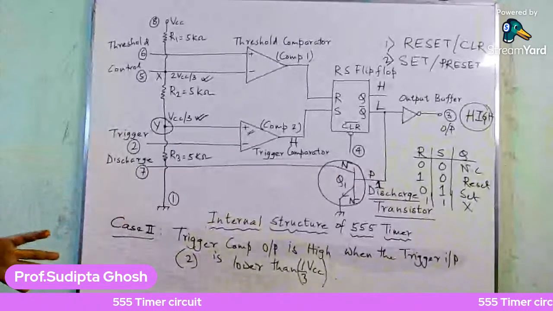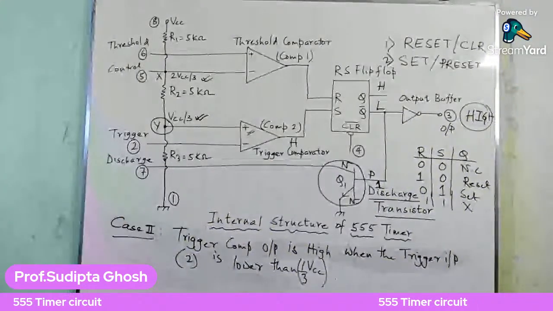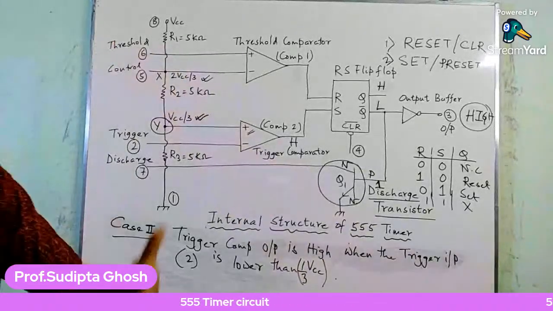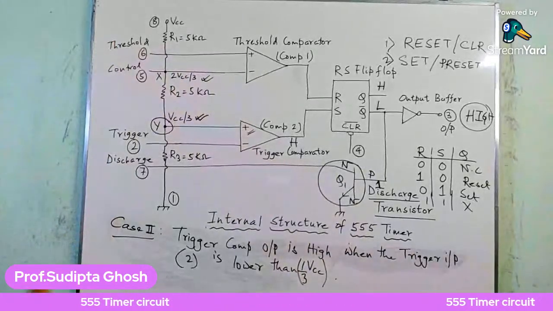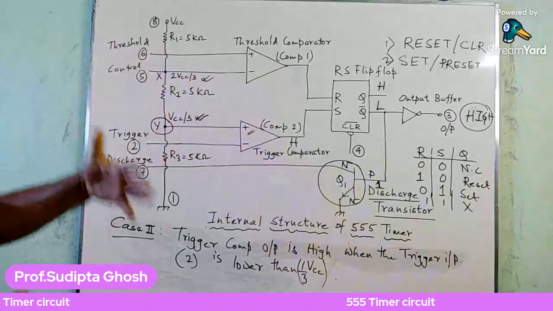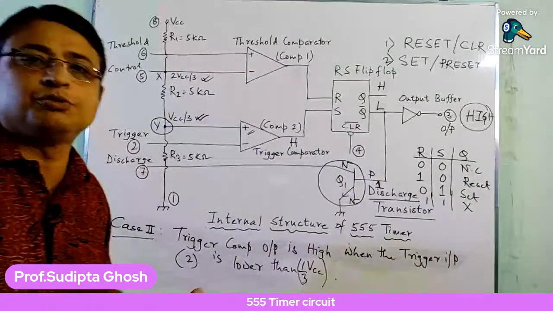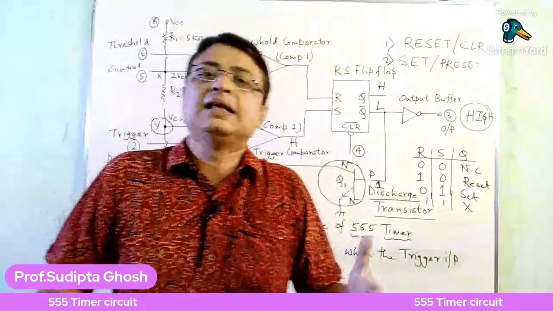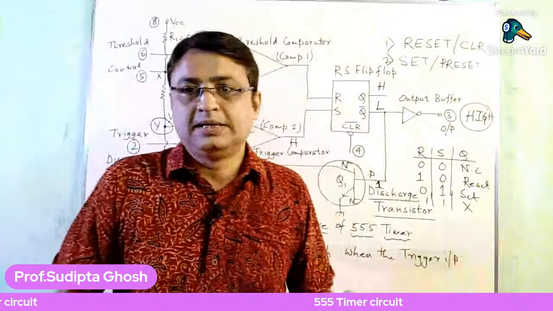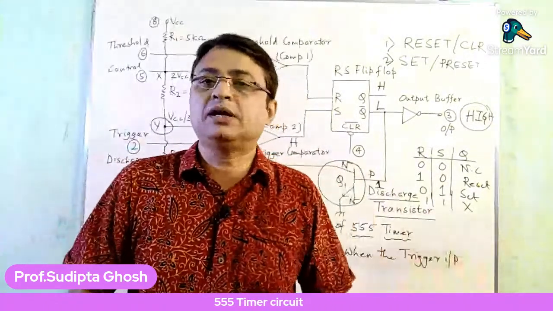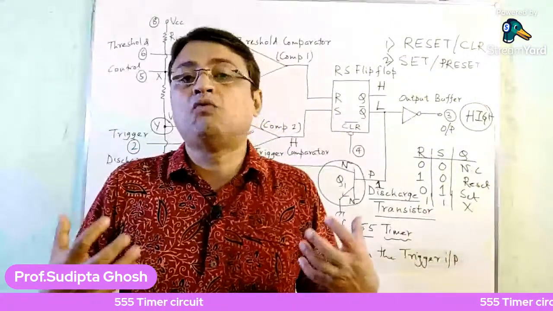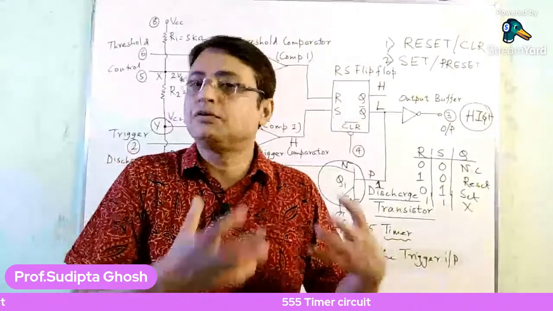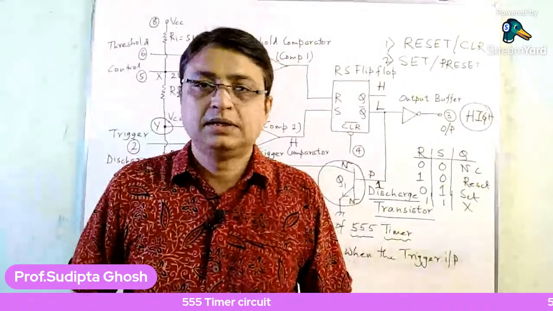Okay. So the other pins we have already discussed. The threshold means a particular value appears across this terminal, and these values should be given externally by us. So that is the entire operation, the internal architecture of the 555 timer. Is it okay?